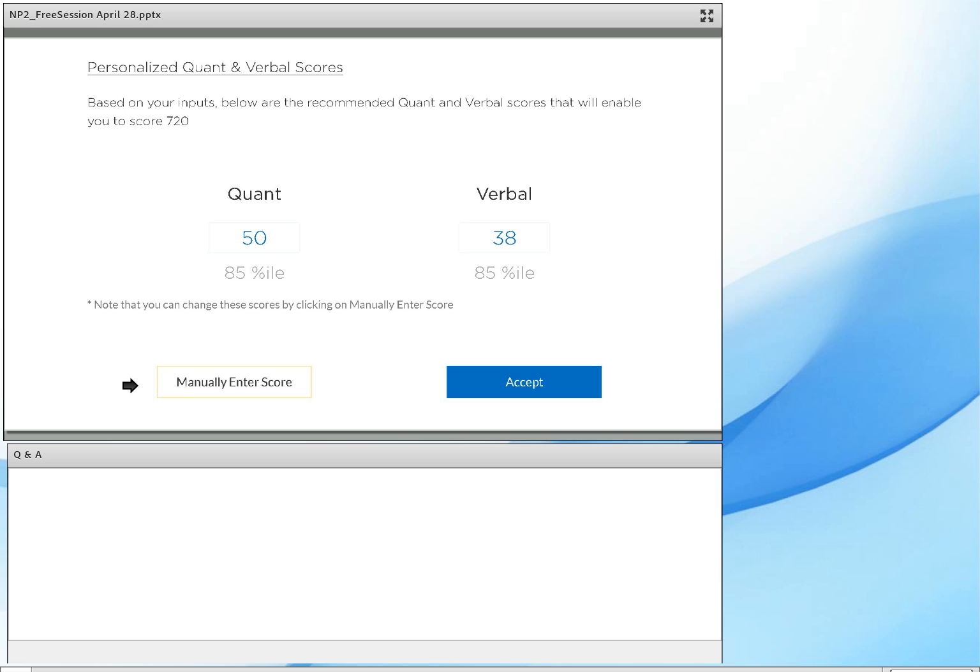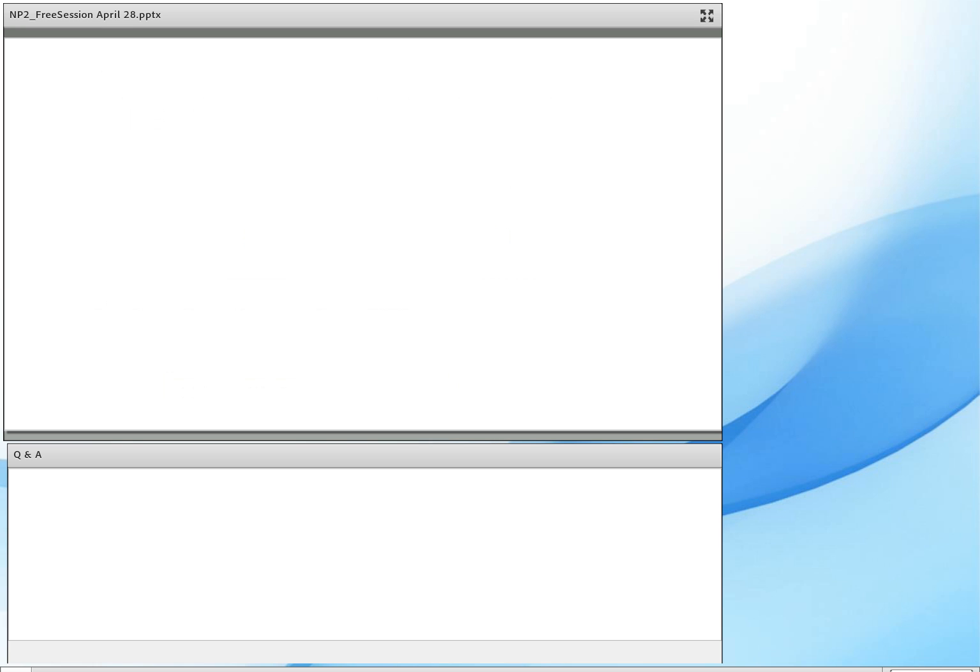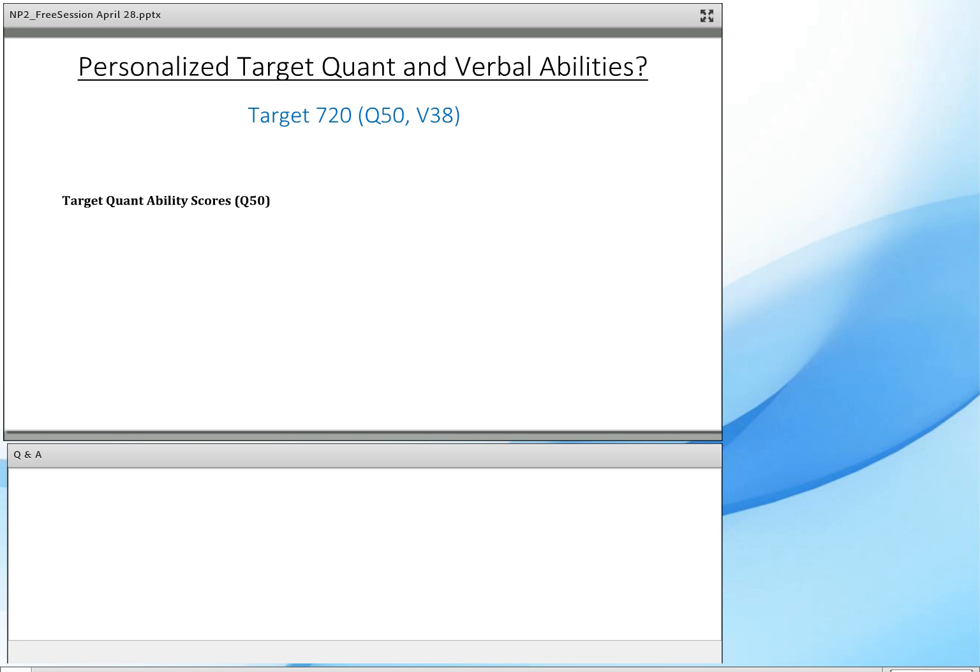Now you have a target quant and a target verbal score. You still have to figure out how you get to a Q50 and how you get to a V38. And to do that, this utility tells you the various ways in which you can get to a Q50 and gives the best one for you given your starting abilities in arithmetic and algebra. And it does the same thing on the verbal side of things.